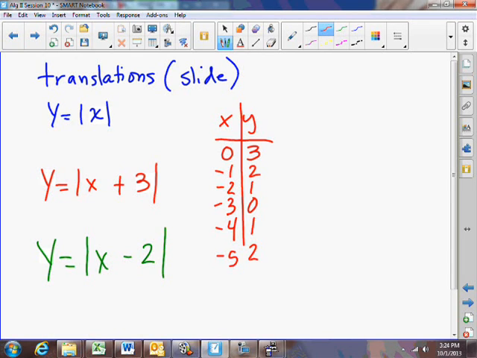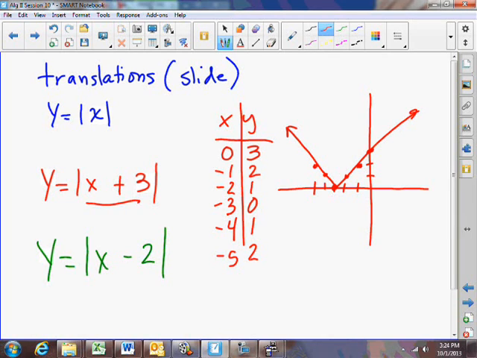Now let's plot these points and see what we get. 0, 3 is here. Negative 1, 2 is here. Negative 2, 1 is here. Negative 3, 0 is there. Negative 4, 1 is here. Negative 5, 2 is here. Now notice what happened: even though it's the absolute value of x plus 3, it moved the original graph, the blue graph, 3 units to the left.